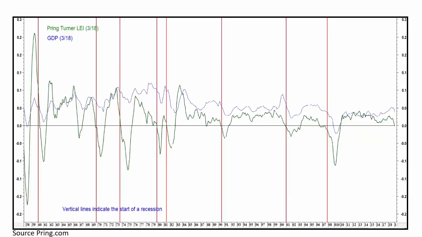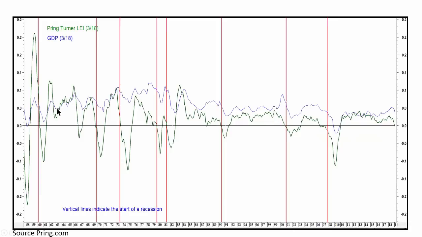And when it crosses below 0, that's usually a time when it's indicating the probabilities of a recession have increased quite a bit. Because you can see here, these red vertical lines indicate the approximate start of a recession. So here's the recession beginning, and we're crossing below zero. Same thing over here, same thing over here, and same thing just there.